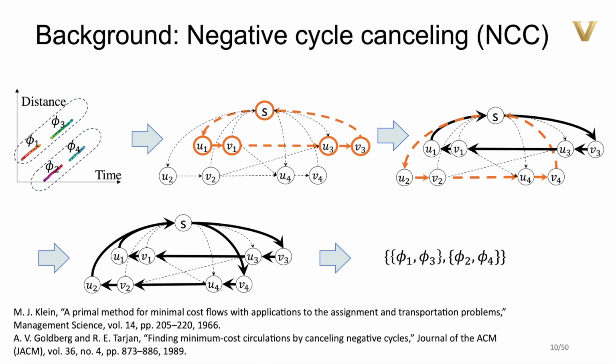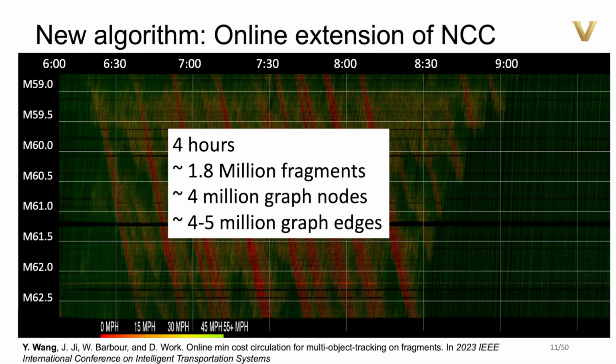I want to talk a little bit more about the online extension of this algorithm. The reason we need to extend it online is that negative cycle canceling is a batch algorithm, meaning that all the data has to be present all at once to construct this graph. In reality, the I-24 motion system produces millions of fragments during a typical recording session of 4 hours, and this could result in a huge graph of about 4 to 5 million nodes and edges. Finding a negative cycle on this huge graph is a very expensive operation.